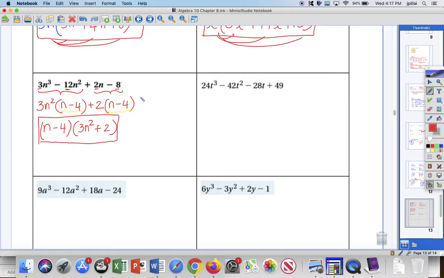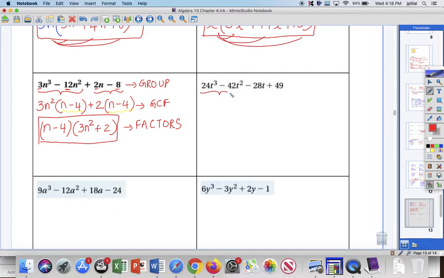So what did I do? I grouped this into two, then picked out the GCF and then rewrote the factors. It's pretty easy if you think about the steps. Now let's look at the next example. If you have not understood that yet, pause, go back, check again, all right?